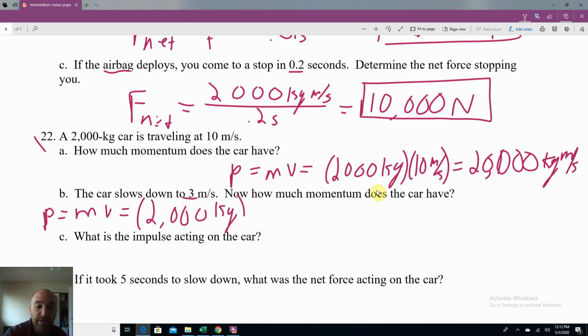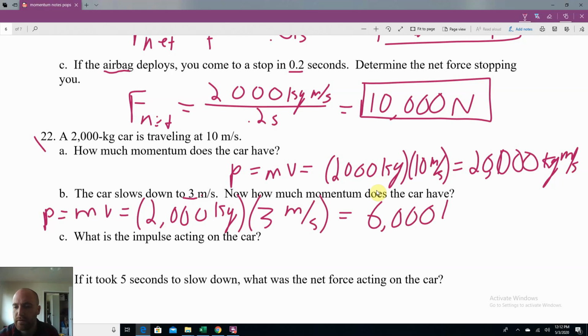But it does have a different speed now. So instead of 10 meters per second, like in part A, I'm going to plug in 3 meters per second. And I think 2,000 times 3 is 6,000 kilogram meter per second. So this kind of makes sense, these two answers. The car was moving fast and had 20,000 momentum. Now the car's moving slow and only has 6,000.